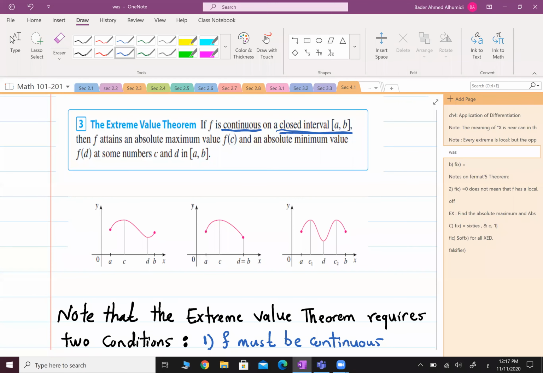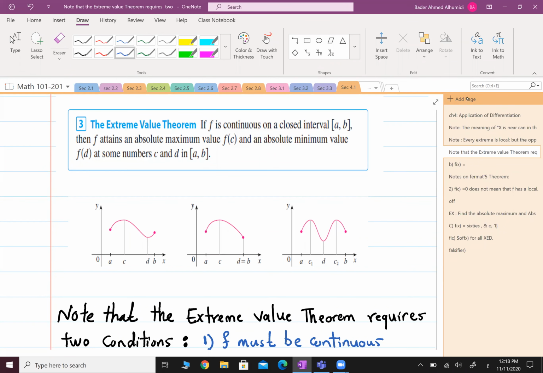شرطين. النتيجة شنو هو الآن؟ يقول then it attains, يعني تحصل على, absolute maximum value and absolute minimum value at some values c and d in between a and b. يعني عشان نضمن وجود الماكسيمم والمينيمم نحتاج شرطين. الشرط الأول the function must be continuous. طيب الشرط الثاني the interval must be closed.